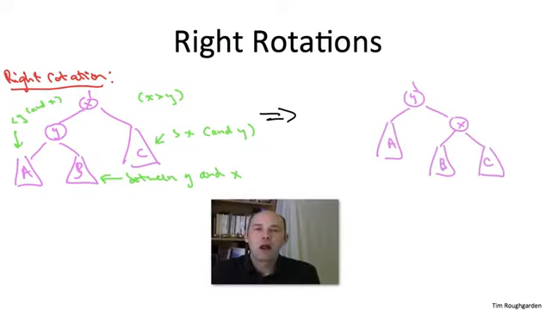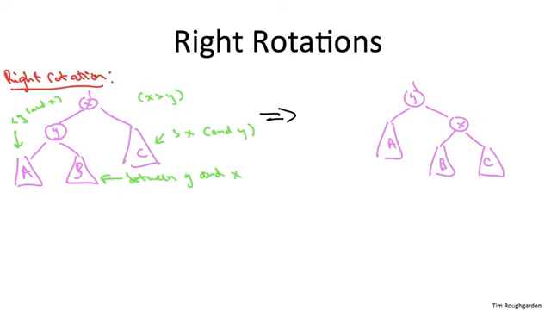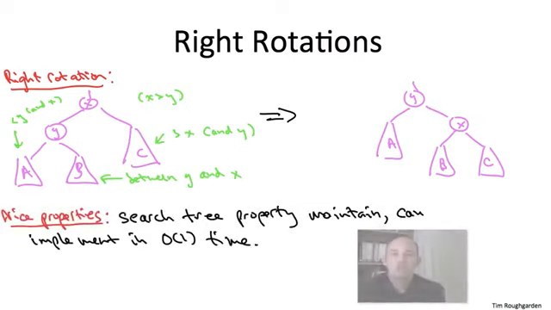So what are the laudable properties of rotations? Well, first of all, I hope it's clear that they can be implemented in constant time. All you are doing is rewiring a constant number of pointers. Furthermore, as we've discussed, they preserve the search tree property. So these nice properties are what make rotations the ubiquitous primitive, common to all balanced search tree implementations.